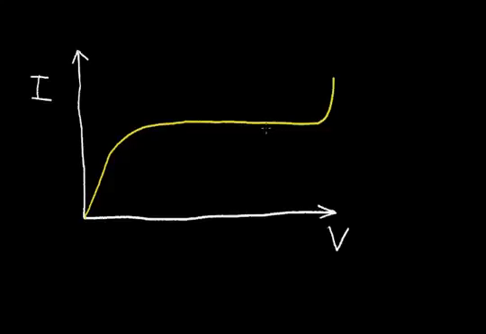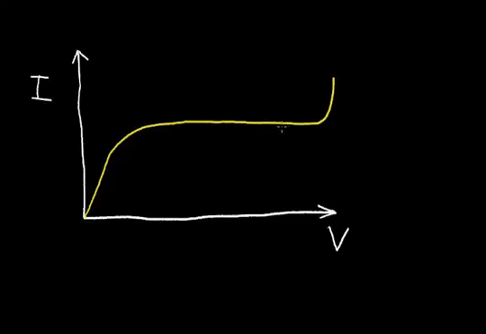What I want to do in this video is relate this current in the MOSFET versus the voltage from drain to source in the MOSFET. I want to relate this curve to what is going on in the channel region of the MOSFET. By doing that, you'll get a very good understanding of how the MOSFET transistor works.